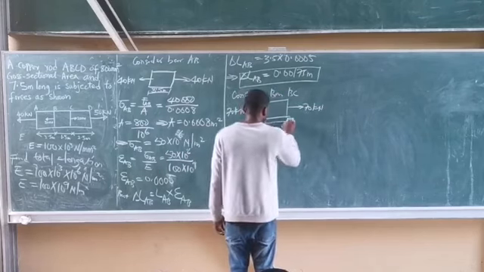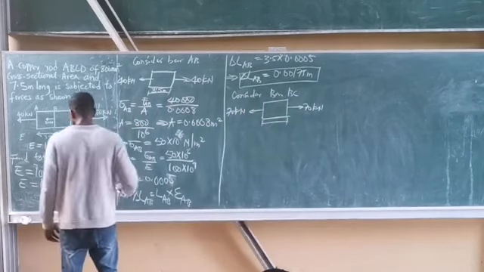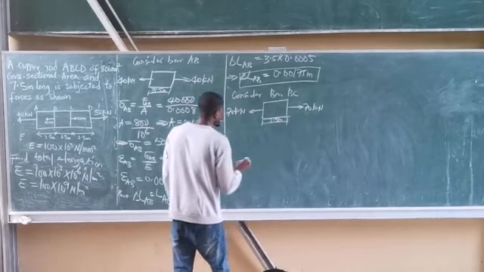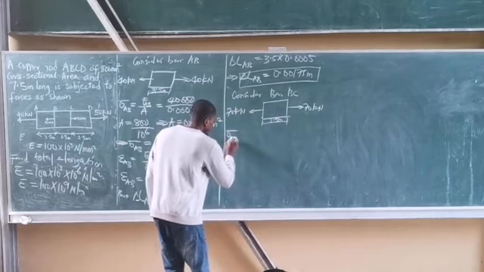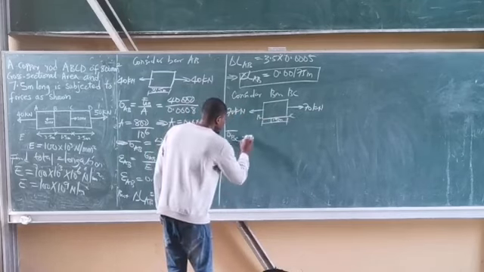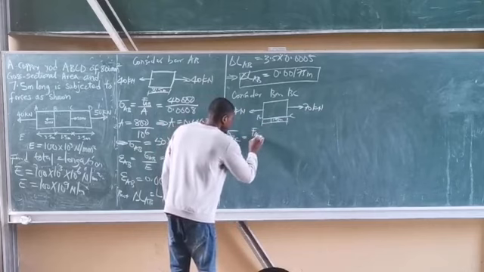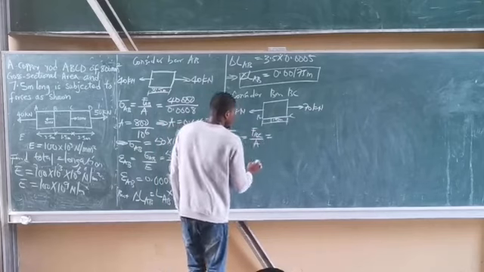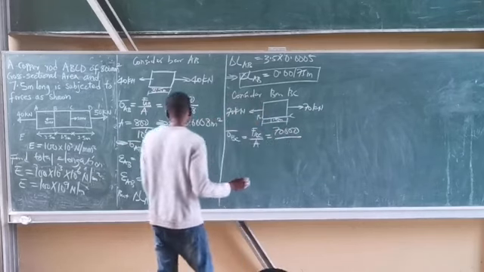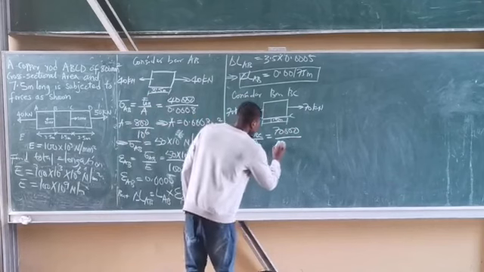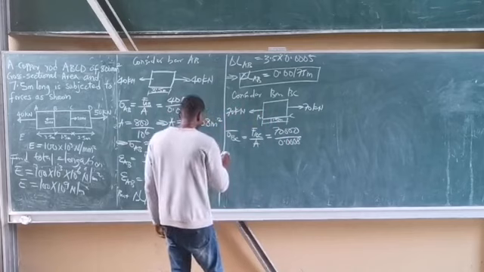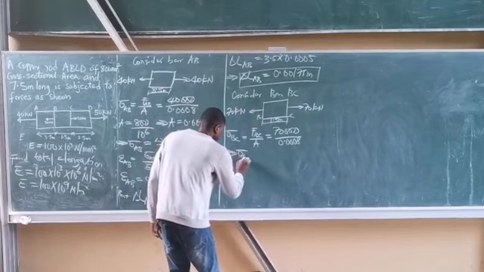The length of that bar is 1.5 meters. Okay, so obtain the stress in portion BC. Stress in portion BC is simply load in BC divided by area of cross section. Your load is 70 kilonewtons, which is 70,000, divided by area, which is 0.0008.